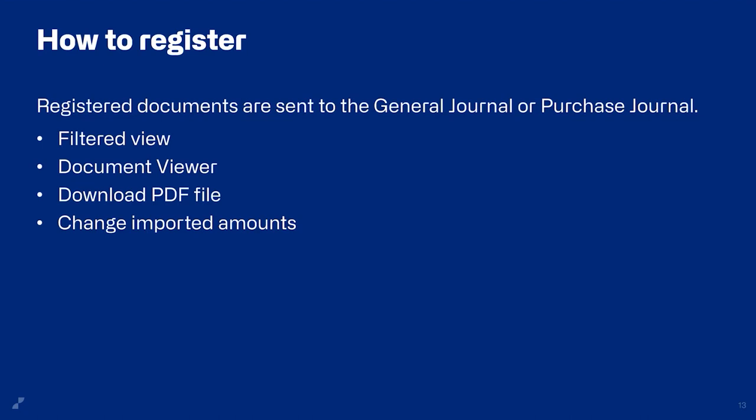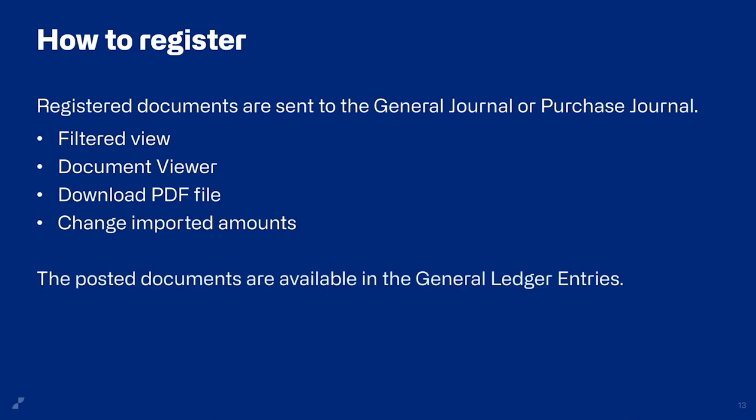And when I'm satisfied with my setup and might have configured some extra field values in the journal, I will post the lines, and they will be, as you know, journal entries or purchase journal entries, and it will go into general ledger entries at some point. It will end up in our chart of accounts, and we can there also view the document through the document viewer, where we can see the image of the document and download the PDF file.